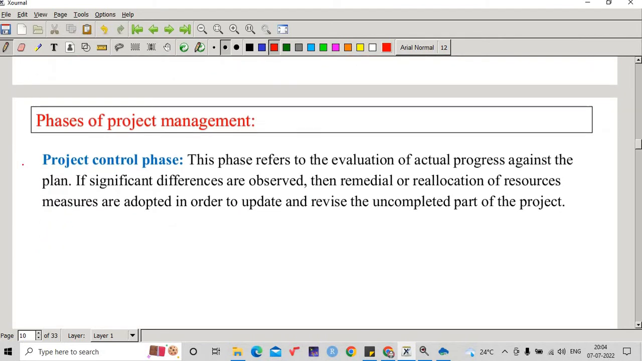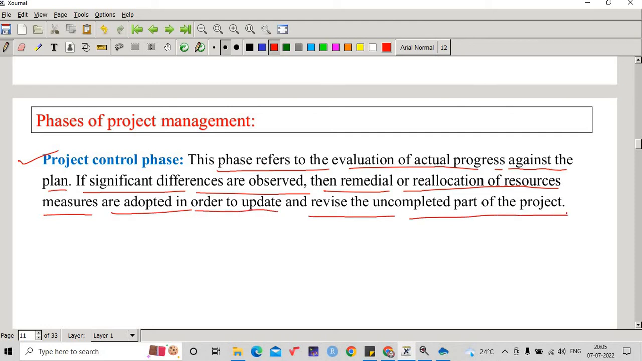Next is the project control phase. This phase refers to the evaluation of the actual progress against the plan. If significant differences are observed, then remedial measures or reallocation of the resources are adopted in order to update and revise the uncompleted part of the project.